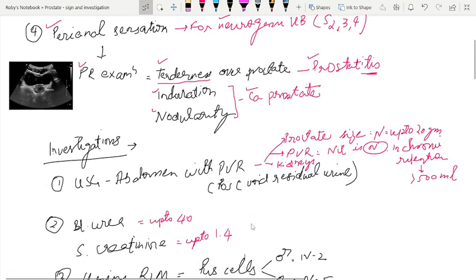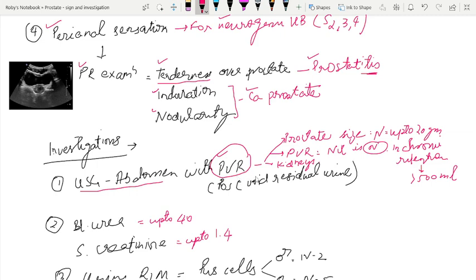In the investigation, the first investigation is ultrasound abdomen. In ultrasound abdomen, we have to write ultrasound abdomen with PVR. This is the first most important thing which we usually miss. If we write only ultrasound abdomen, then the residual urine will not be checked, and it is very important to check the residual urine.